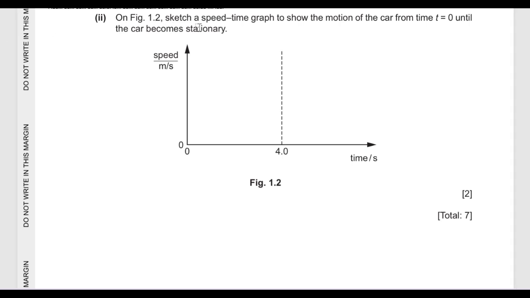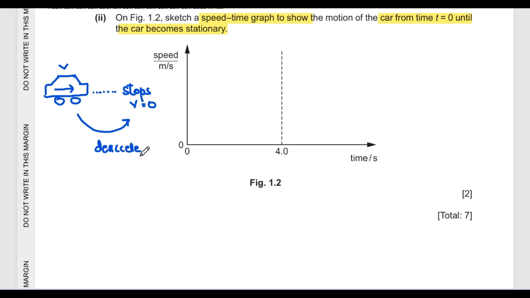Second part is saying on figure 1.2, sketch a speed time graph to show the motion of the car for time t equals to 0 until the car becomes stationary. So there is a certain car which is moving with certain velocity, and then after 4 seconds, this car will stop. That means its velocity would be 0, and the car has decelerated through all the process, and we have to draw the graph of it. So let us just consider that the car started at a certain velocity, let us say this velocity. So after it, the velocity is decreasing until the time has been 4 seconds. So the graph will look like this.